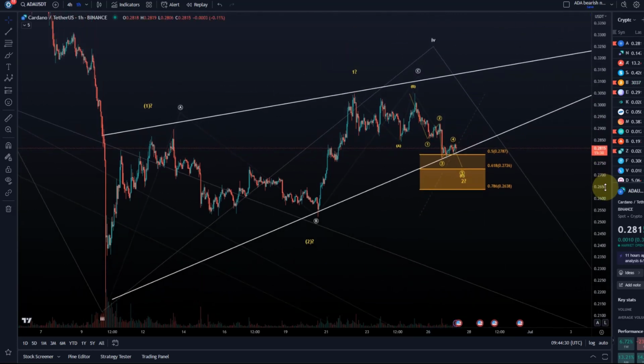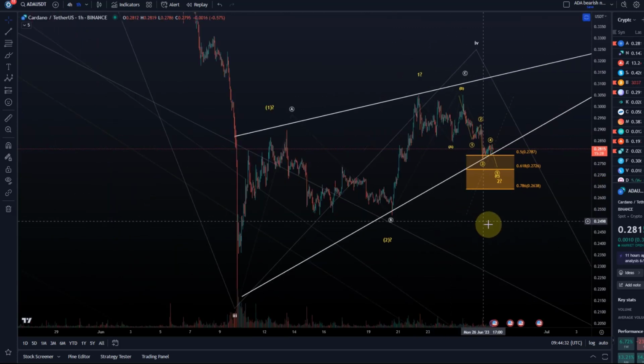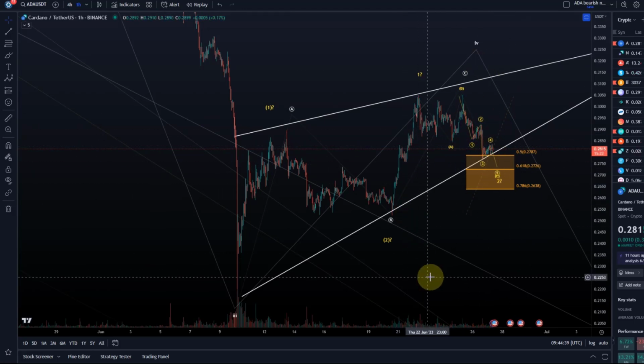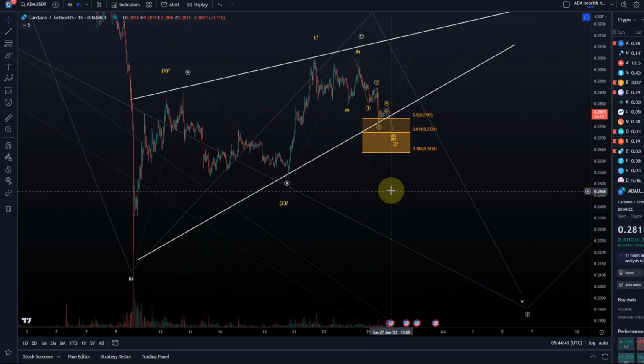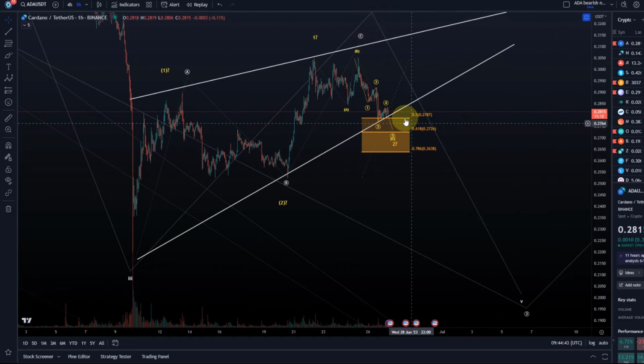But it's worth observing, and you should now be aware of the relevant support areas, also the signal that we are going up. The primary expectation still, though, is further down, but we cannot ignore this potential here. Okay, that's my update about ADA.